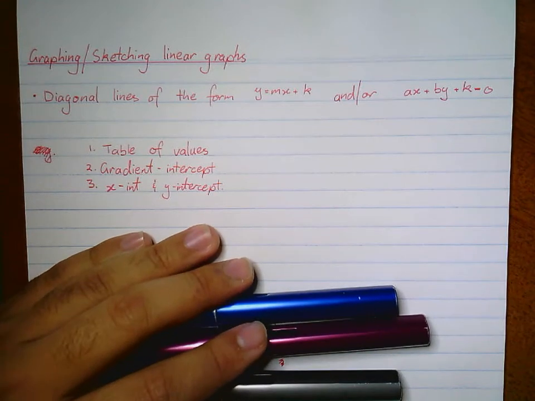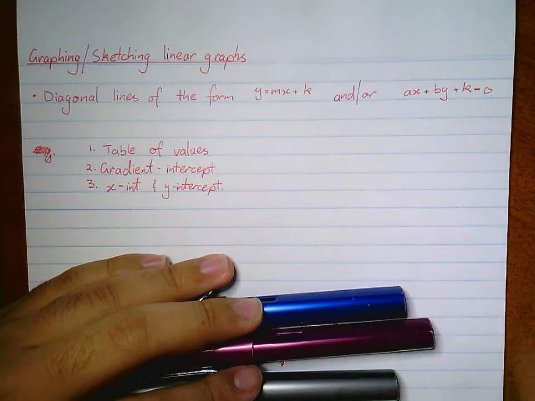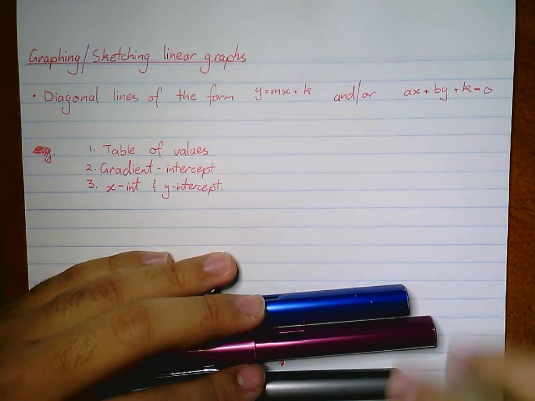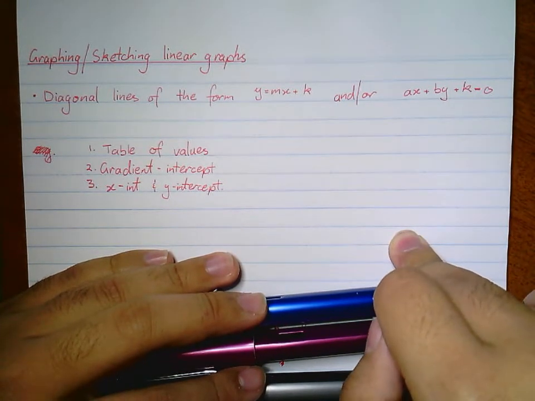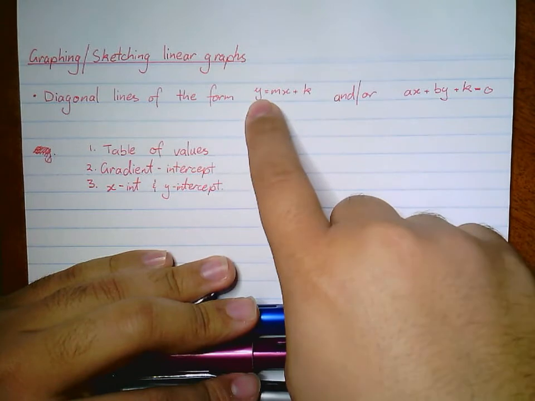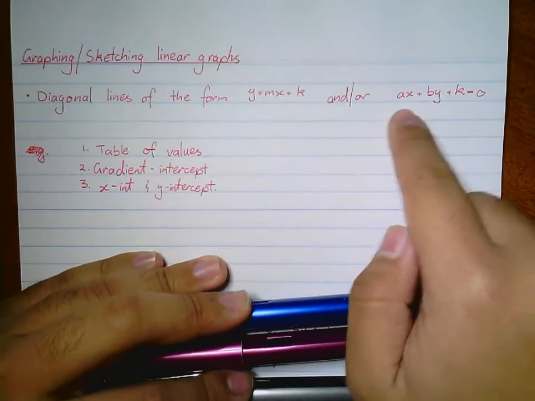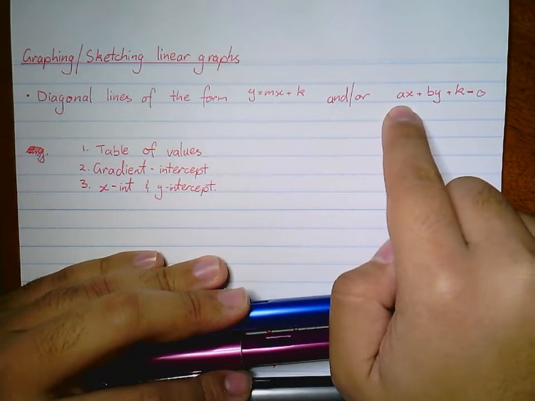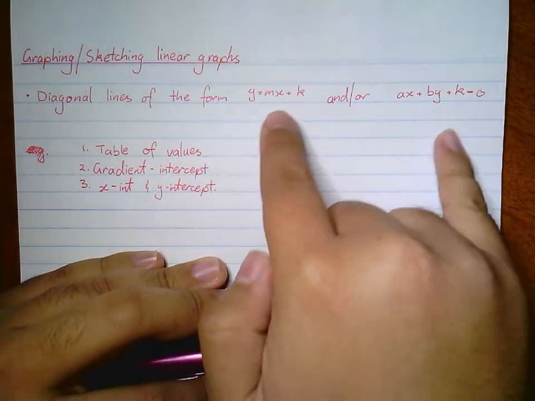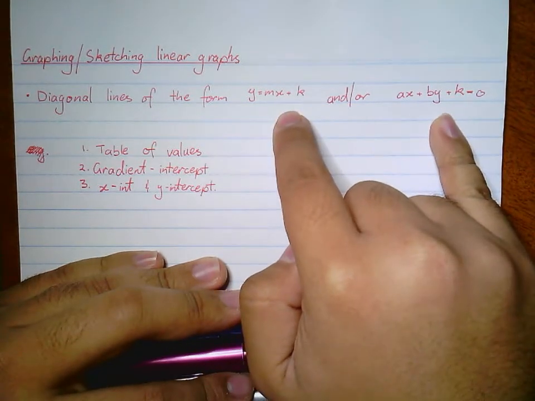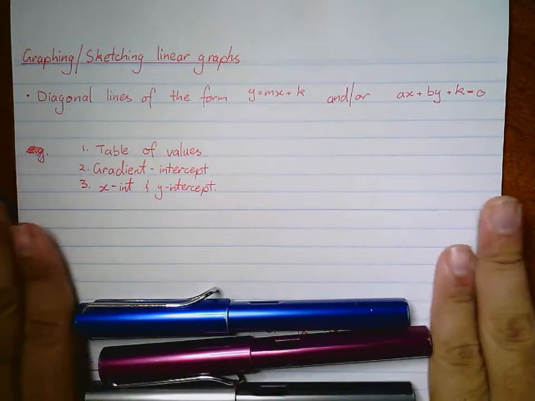Hello class, this is a video tutorial on graphing or sketching linear graphs. Previously we saw how to graph lines that are parallel to the axes. In this one we're going to be looking at diagonal lines of the form y equals mx plus k, or of the form ax plus by plus k equals 0. We'll learn that these two are actually the same thing, just different ways to represent the same line.